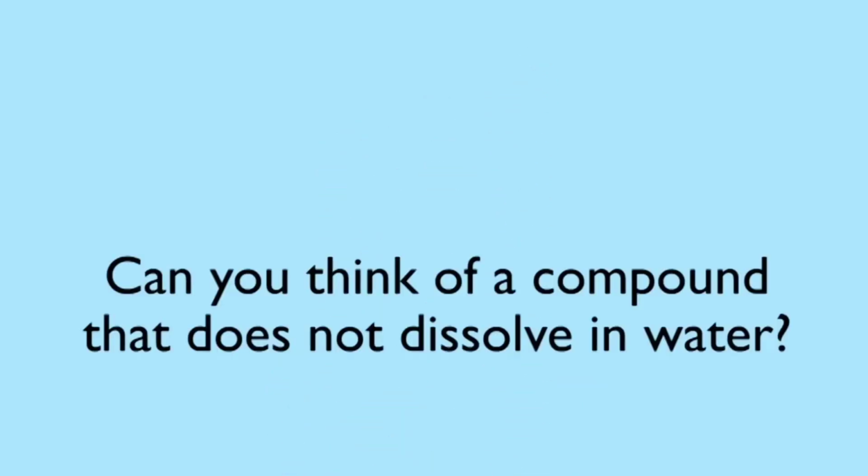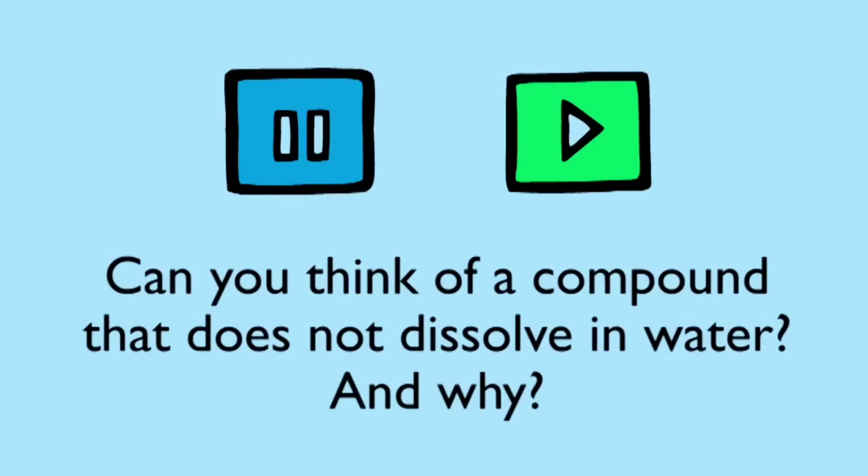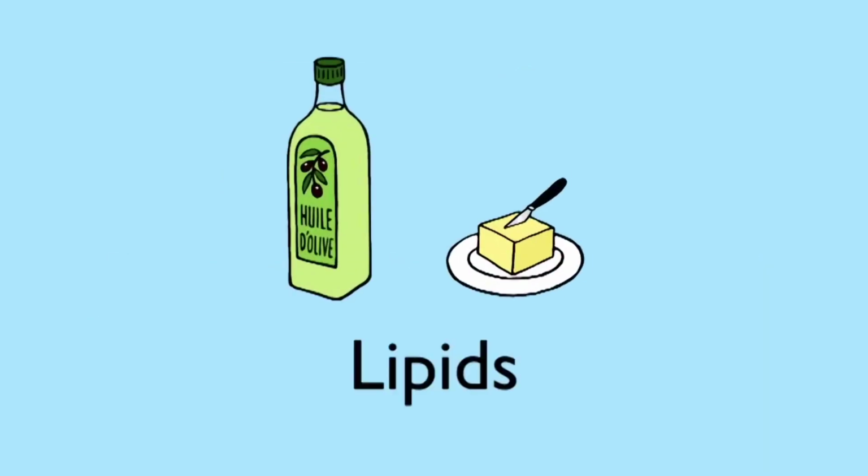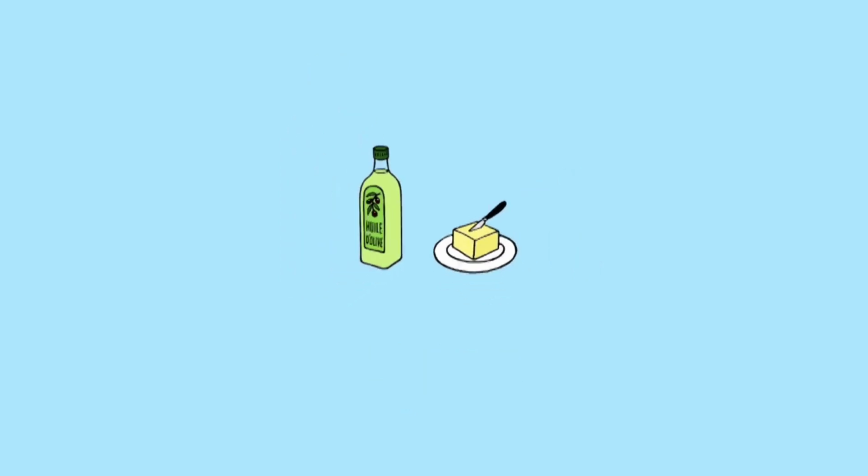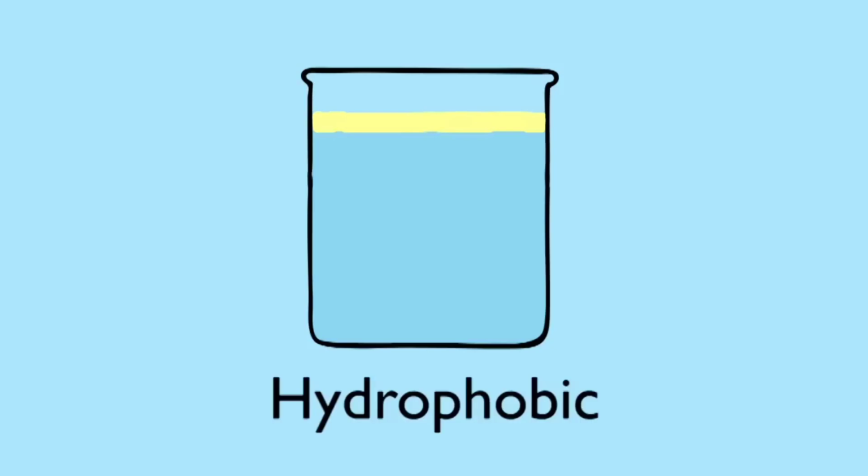Here's a challenge though. Can you think of a large and important type of compound that won't dissolve in water and instead floats on its surface? More importantly, can you think why they do this? Pause the video, think carefully, and resume when you've got the answer. Well, the answer is lipids, or in plain English, oils or fats. They don't dissolve in water because they're non-polar and therefore hydrophobic, meaning they don't like mixing with water.